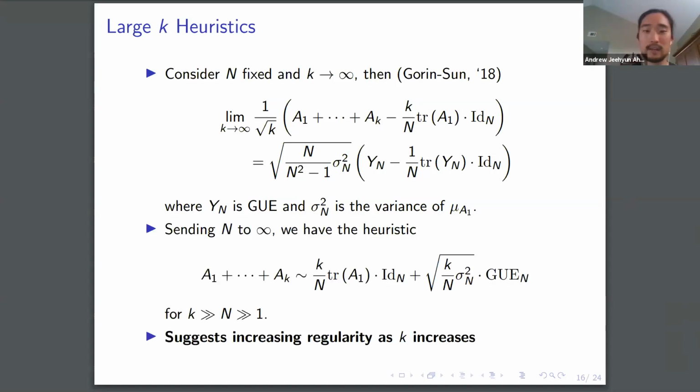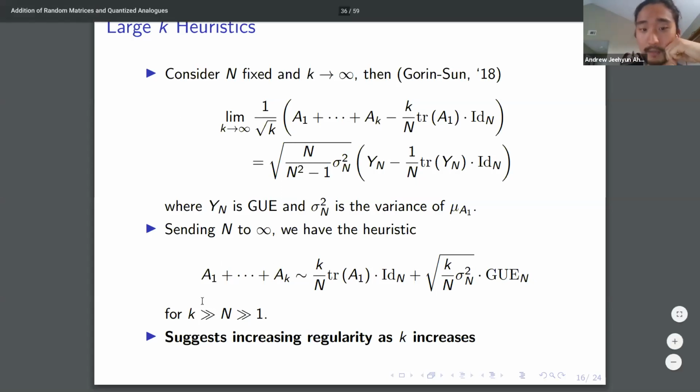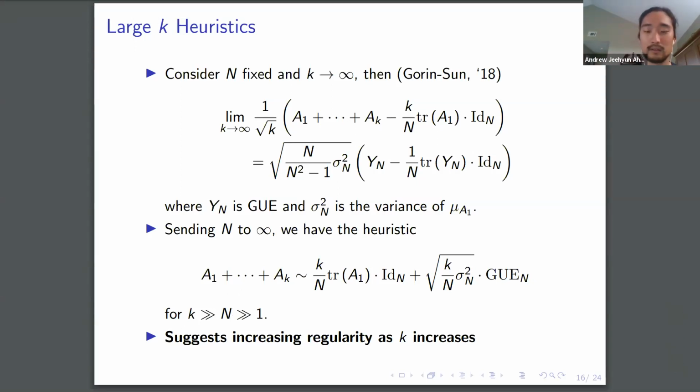So now, by sending n to infinity in the above, it'll turn out that this scalar term here will be negligible for n large. And this will give us the following heuristic. If k is much, much larger than n, which is much, much larger than 1, then the sum of the A_i's will look like some scalar term depending on k and n, plus some number times a GUE. In other words, the sum of the A_i's looks like some translation plus a dilation of a GUE.